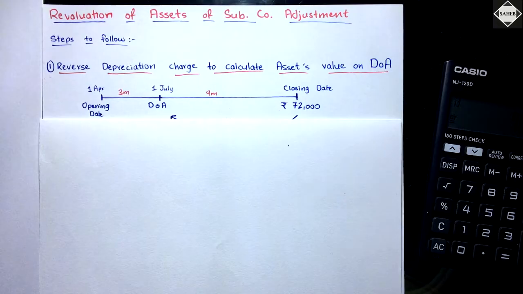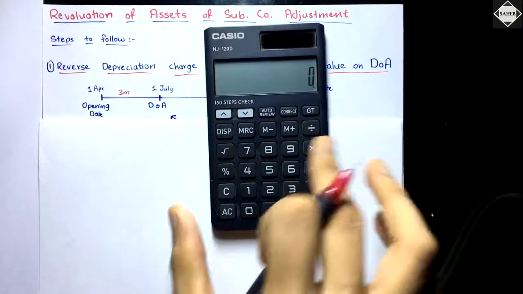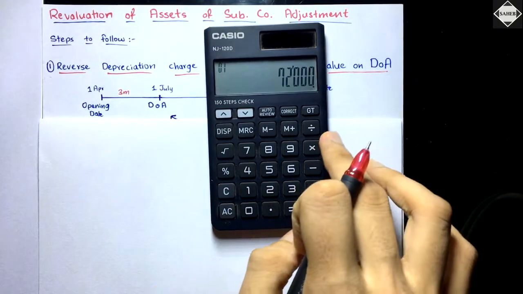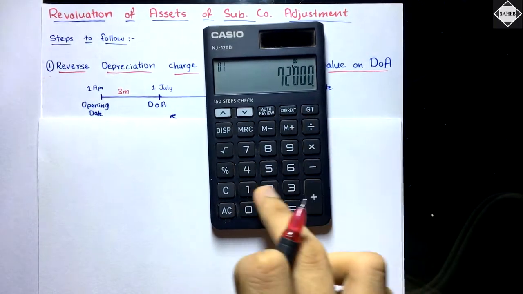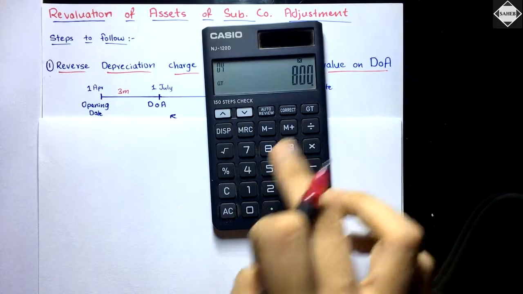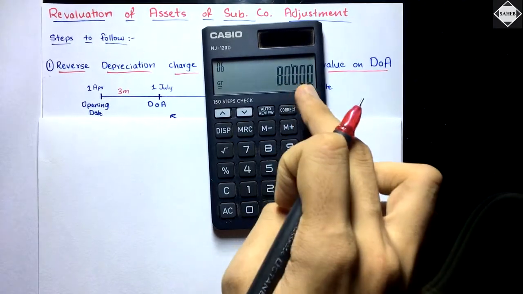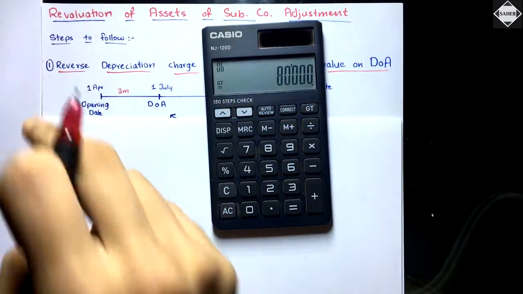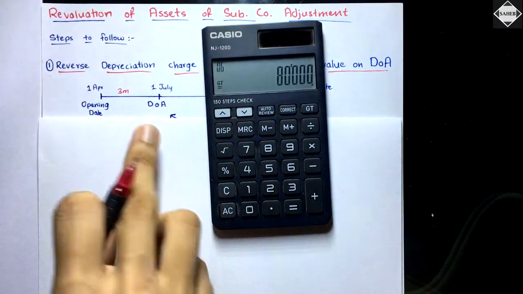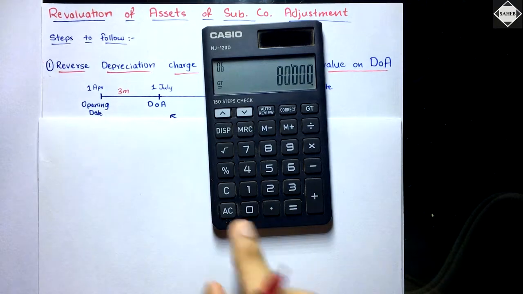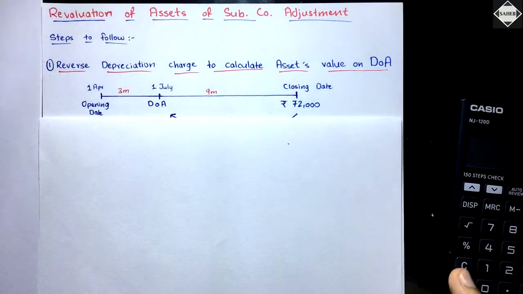You can also do it the other way. See, there is one more way. What you can do is take 72,000 and gross it up entirely. 72,000 divided by 90 into 100. So you have got 80,000. This is the opening value. Completely I have taken it back, and then charge the depreciation, 3 months depreciation. You have got the book value on the date of acquisition. That way also you can do. But this is the easier way.